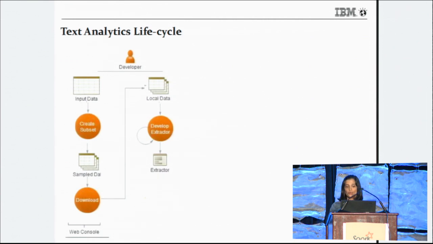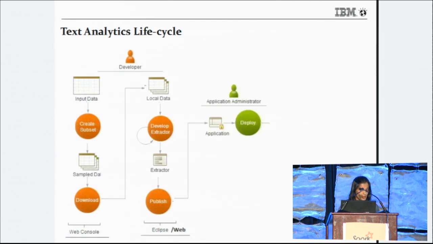then you're going to use either the Eclipse or the web tooling to develop these extractors. So this whole process is very iterative. You develop your extractors, you execute them, view the results, and then refine your extractors further. It's a very iterative process. And then once you are satisfied with your extractors, you would publish it as an application. Again, today that is from the Eclipse tooling, and we'll have that in the web tooling also, so you will be able to publish your extractors to an application.